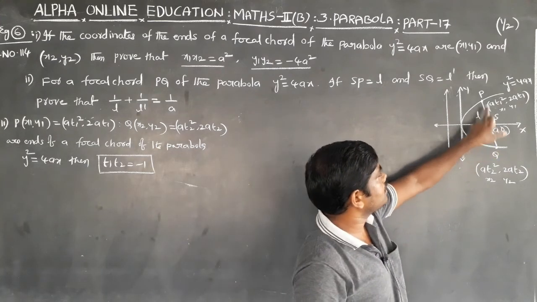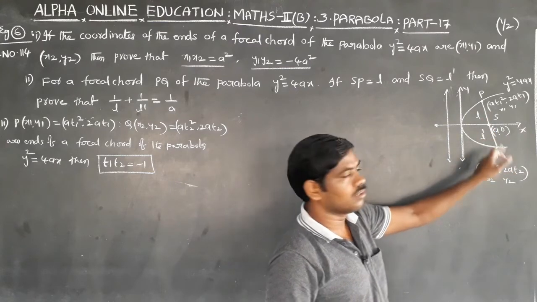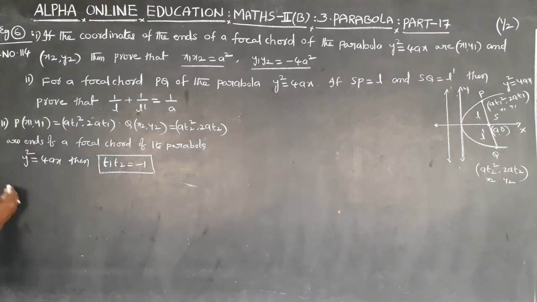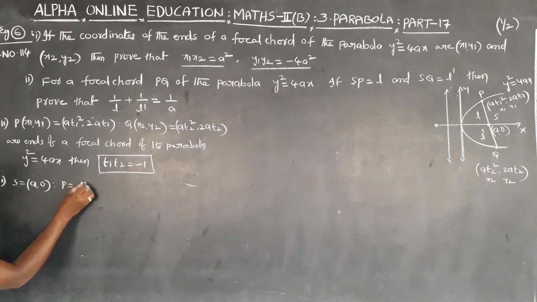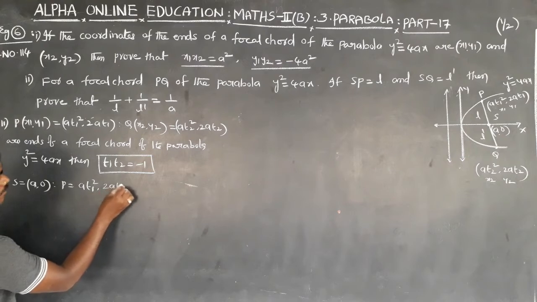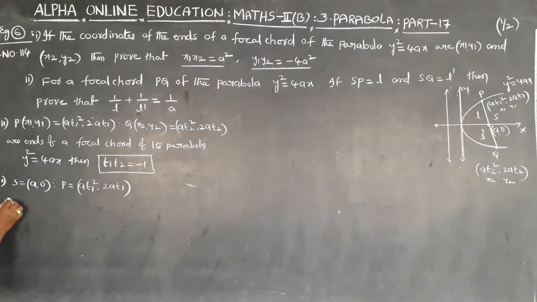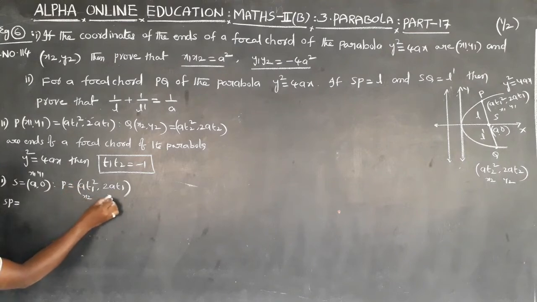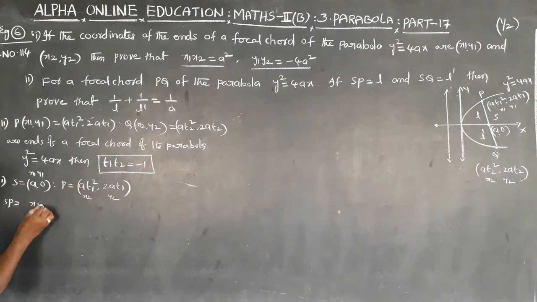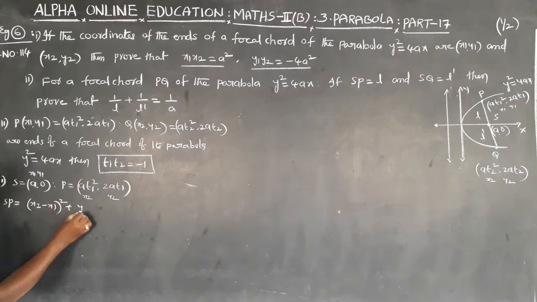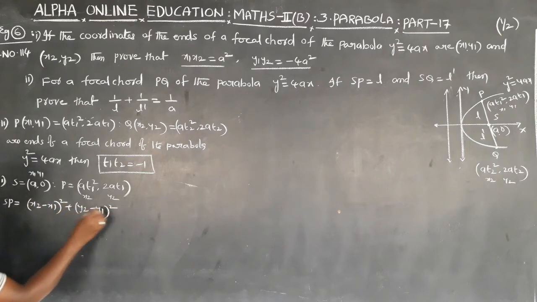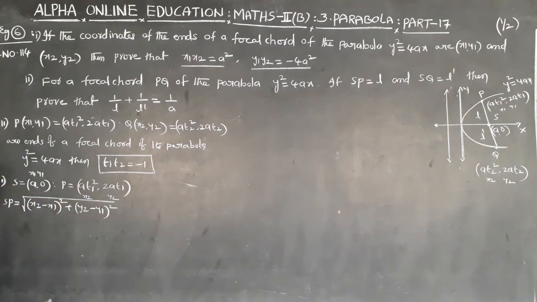Here SP is equal to L, SQ is equal to L dash. SP means the distance between the 2 points, focus and P point. Focus a comma 0, P point a t1 square comma 2a t1. Let S point x1 y1, P point x2 y2. The distance between 2 points formula: under root of x2 minus x1 whole square plus y2 minus y1 whole square.